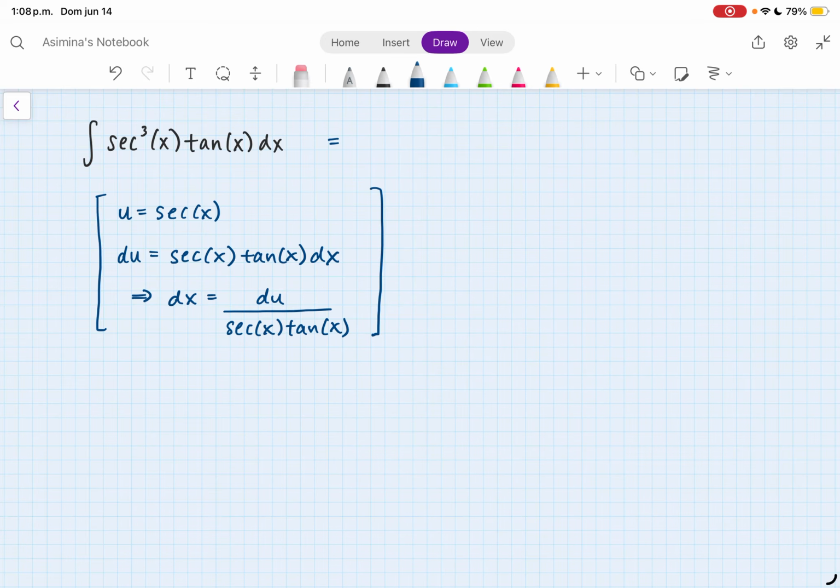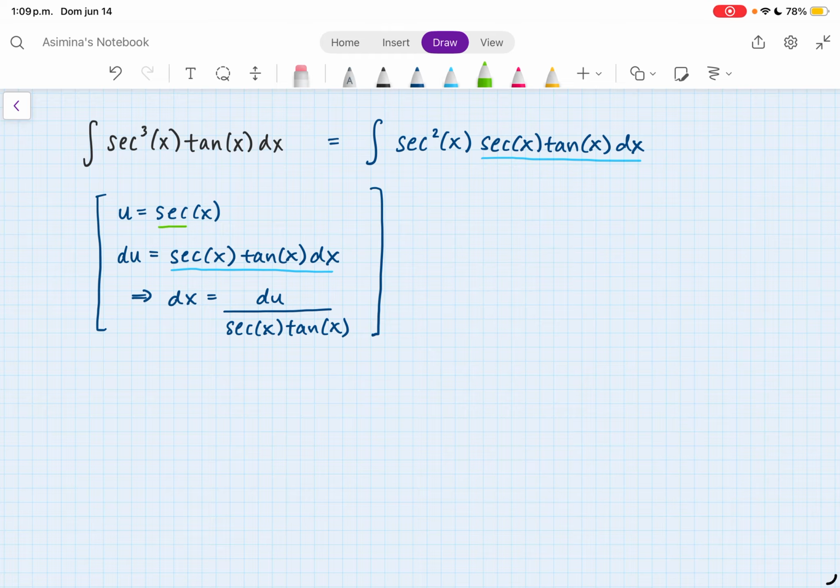So this becomes the integral of secant cubed. I'm going to factor out a secant times tan, so I'll be left with a secant squared. So I'm just going to rewrite this first as secant squared x, secant of x, tan x dx. Now why am I writing it like this? I'm writing it like this because now we see secant tan dx, which is exactly what we have here for the derivative of u.